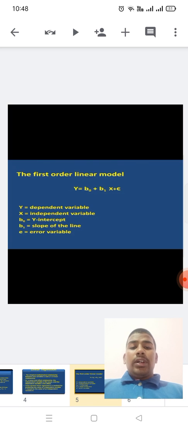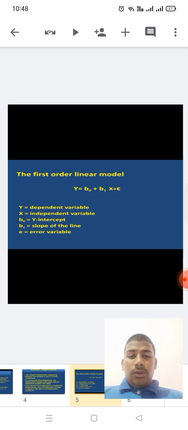The first order linear model is y = b0 + b1 x + e. Here y is the dependent variable, x is the independent variable, b0 is the y intercept, b1 is the slope of the line, and e is the error variable.